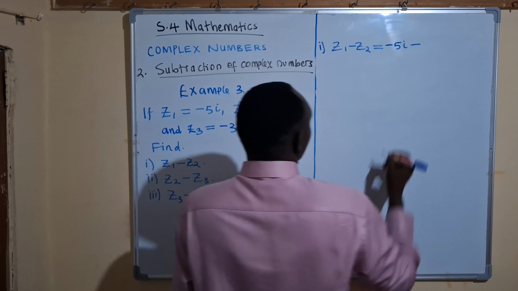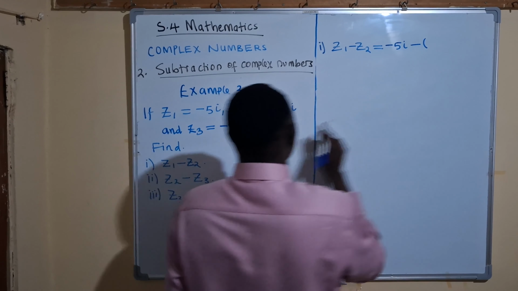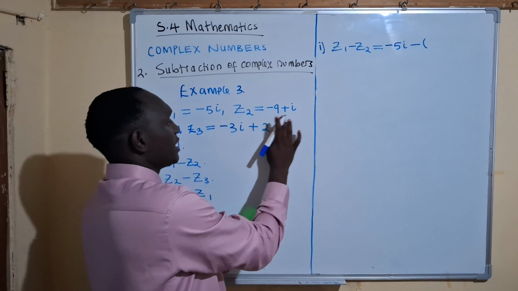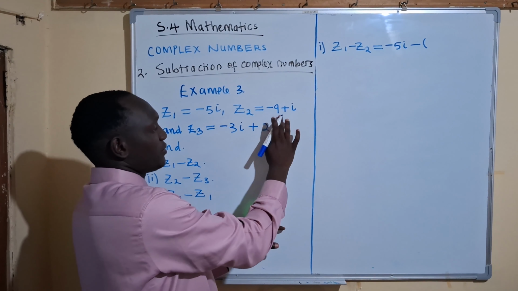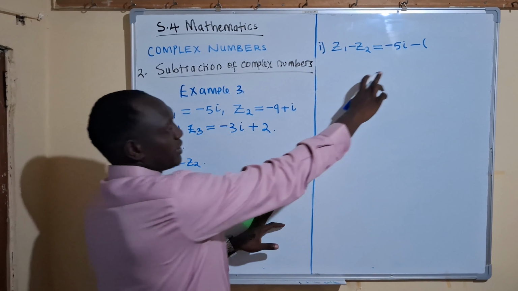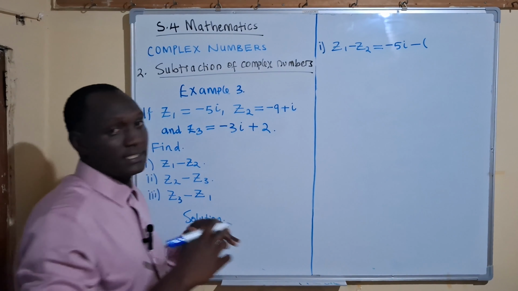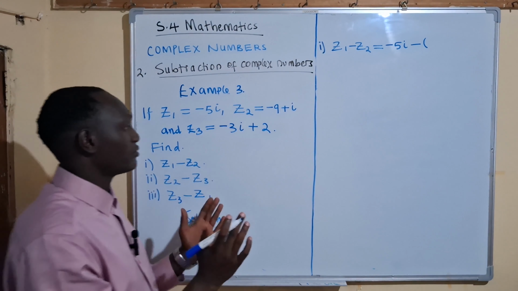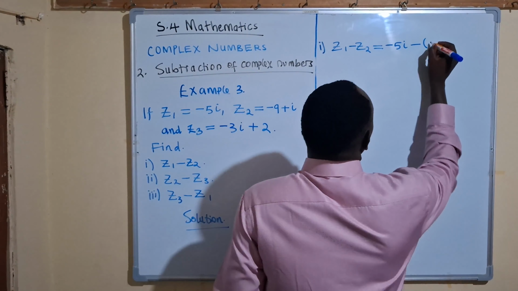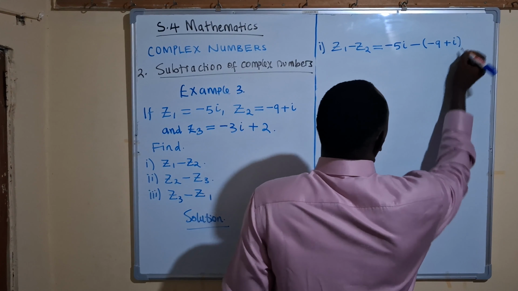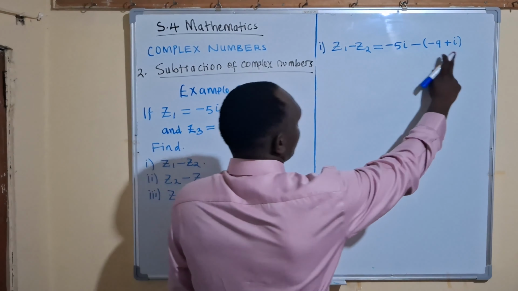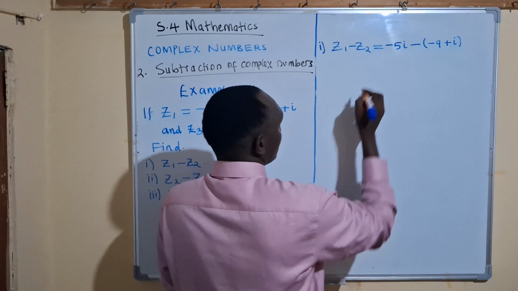Z2. Z2 has more than one term. Like you can see, there are two terms. There is the real part and the imaginary part. Just because there are two terms, you put the negative, that is the minus, and then you put those terms in a bracket. So here we shall have negative 9 plus i. Why? This negative is going to affect the terms in the bracket.